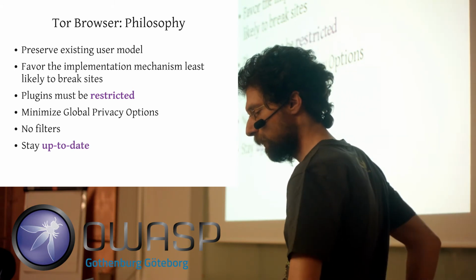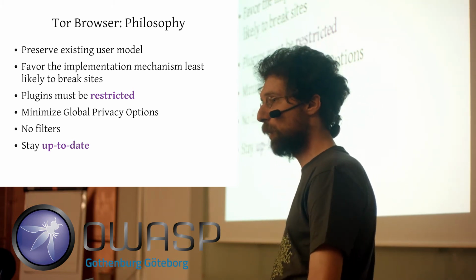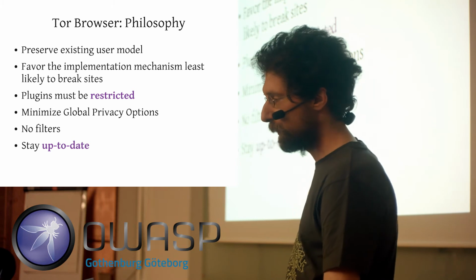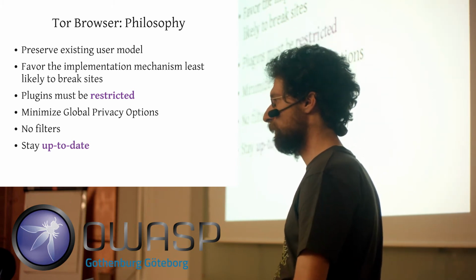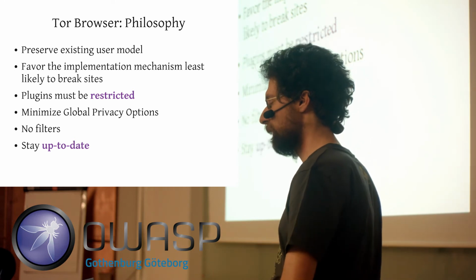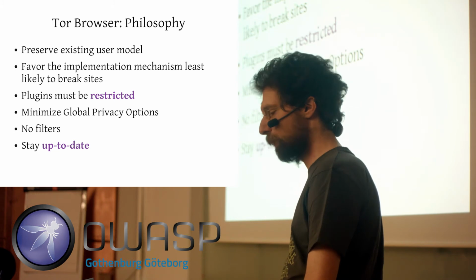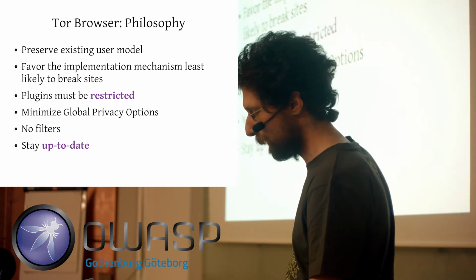Then another lesson of the Tor button area was that we need to minimize the global privacy options, because if you have dozens of options, it's very likely that you are clicking on some things, forgetting things about it, and then you have a unique kind of set of options checked, and it's pretty easy to single you out while you're surfing the web.